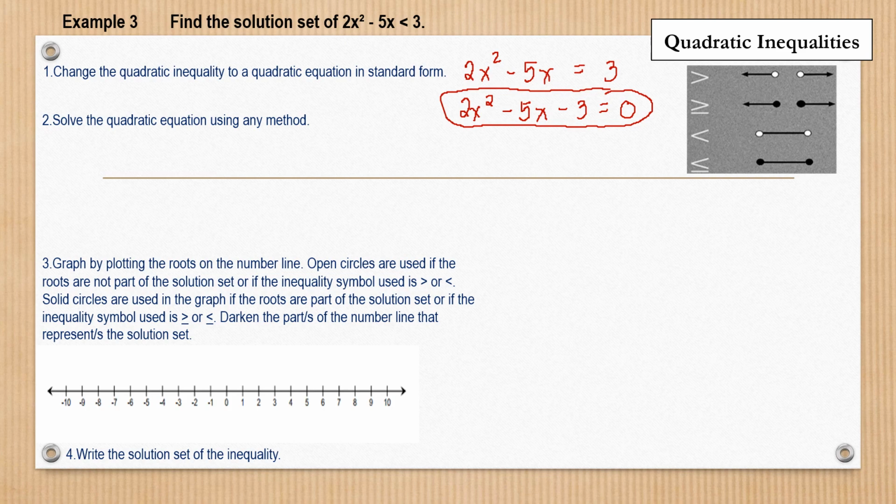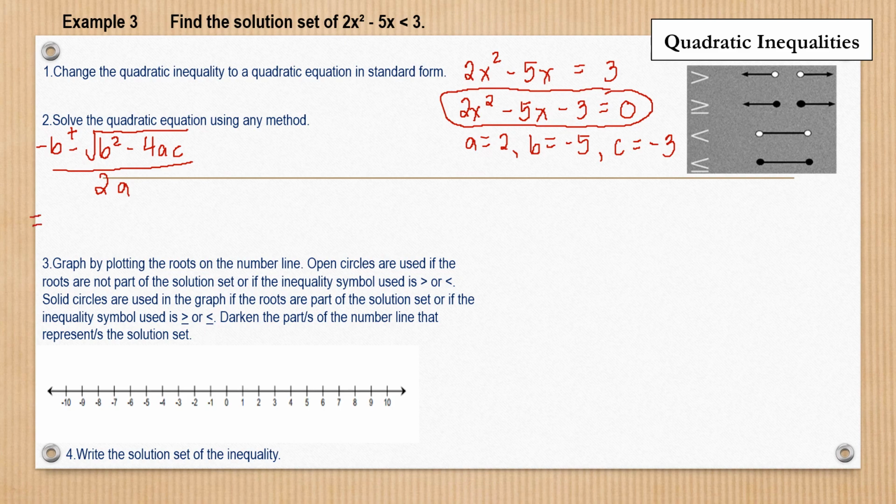For step 2, solve the quadratic equation using any method. Let's say we use the quadratic formula. The quadratic formula is given by negative b plus minus the square root of b squared minus 4ac, all over 2a. Let us first identify the values of a, b, and c. So in the given equation, a is 2, b is negative 5, and c is negative 3. Let us substitute these values in the quadratic formula.